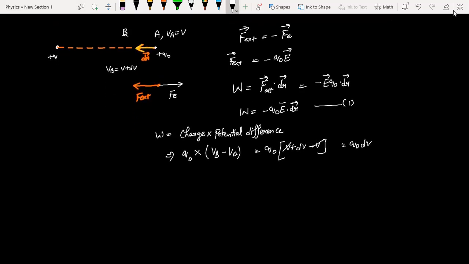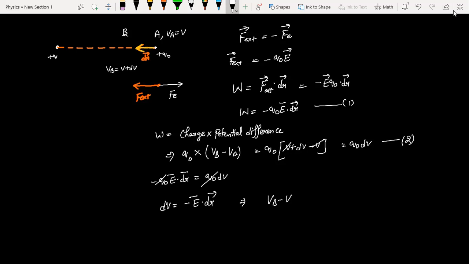So now we can equate these two equations 1 and 2. So from here we have minus q naught vector E dot dr is equal to q naught into dV. So we can remove q naught on both sides. So we have our equation, which is dV is equal to minus vector E dot dr. And this is the desired equation, which gives the relation between the electric field and potential.